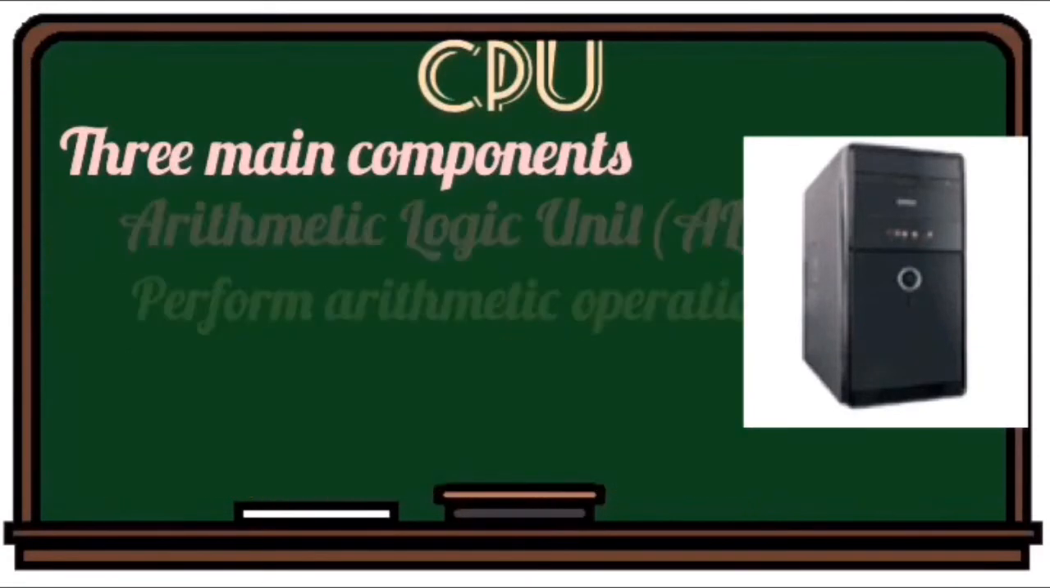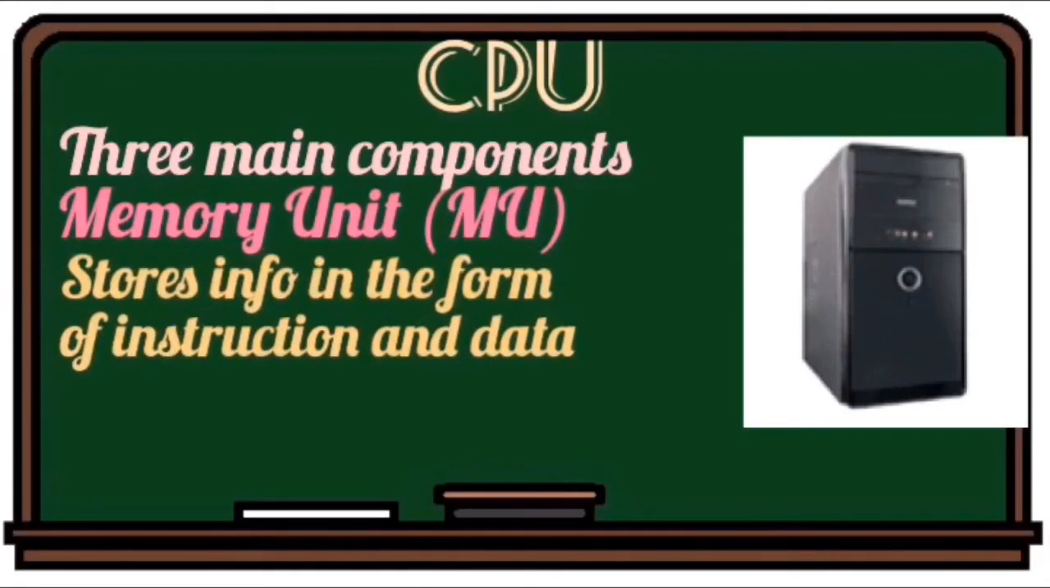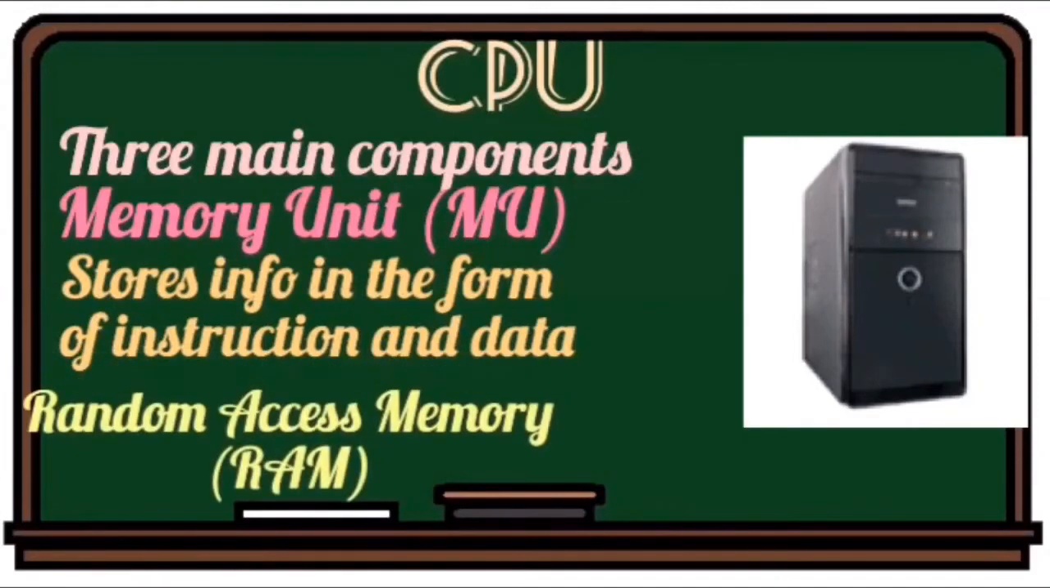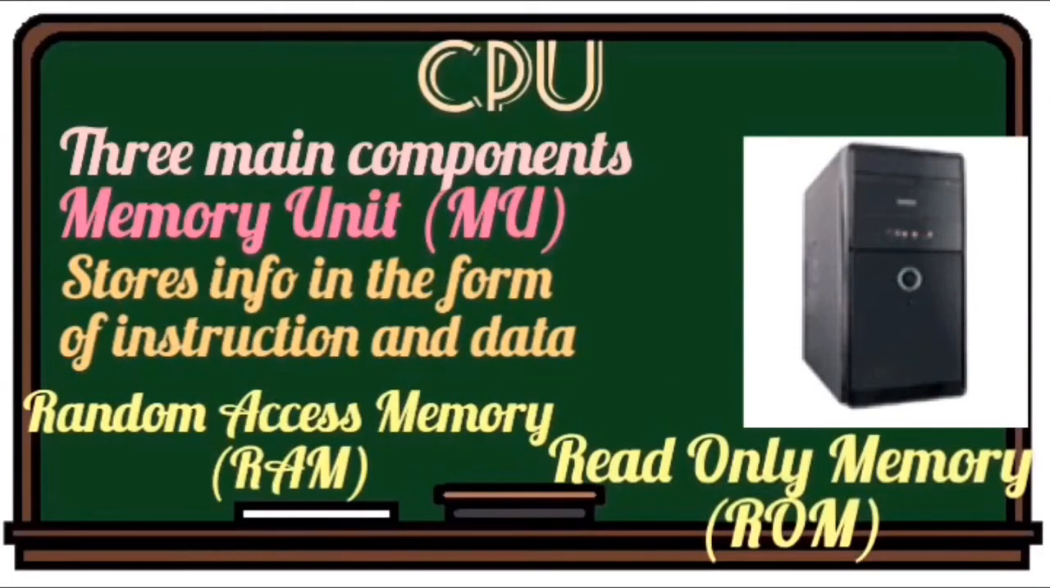The third component in the CPU is the memory unit. Memory means, what is it used for? To store the data and information in the form of instructions. There are two types of memory. One is random access memory, that is RAM, and the other is read-only memory.